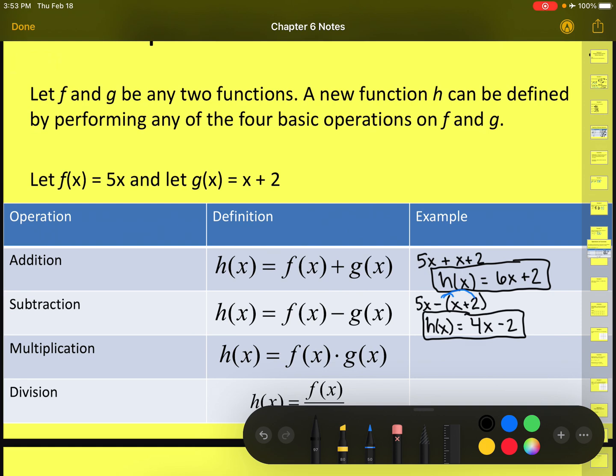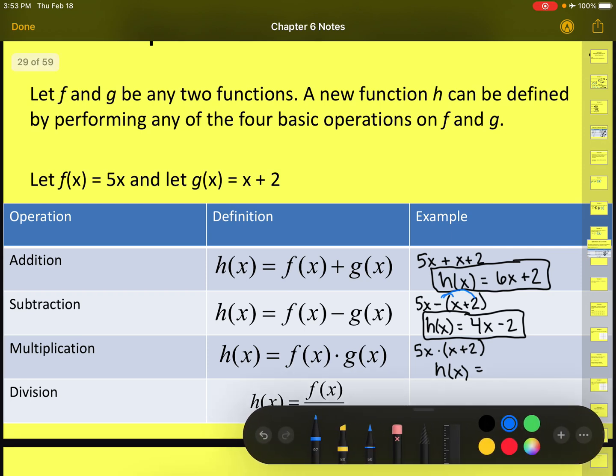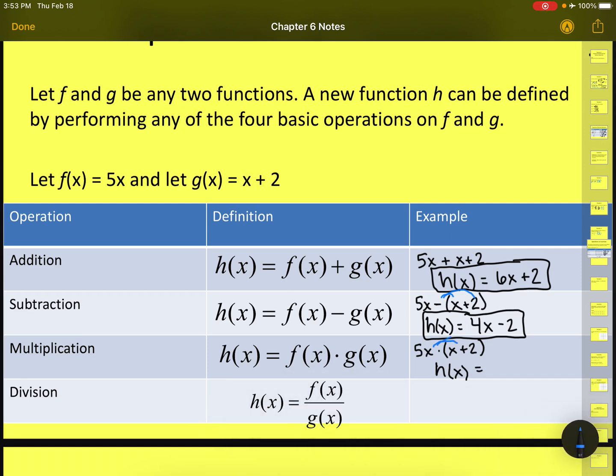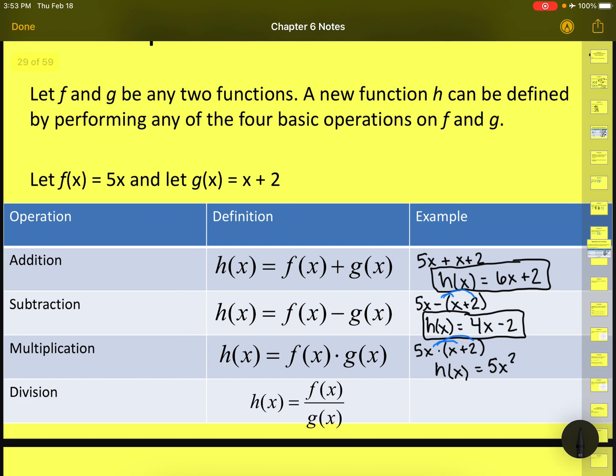Now let's see if we want to multiply them. Well, starting with function f, I'm going to multiply that by g, which is x plus 2. So in order to make a new function h, I'm going to multiply 5x by both of the terms on the inside of the parentheses. So we're going to distribute 5x to both of those. So 5x times x, well, that's 5x squared. And 5x times 2, that's 10x. So here's our new function h when we multiplied f and g.